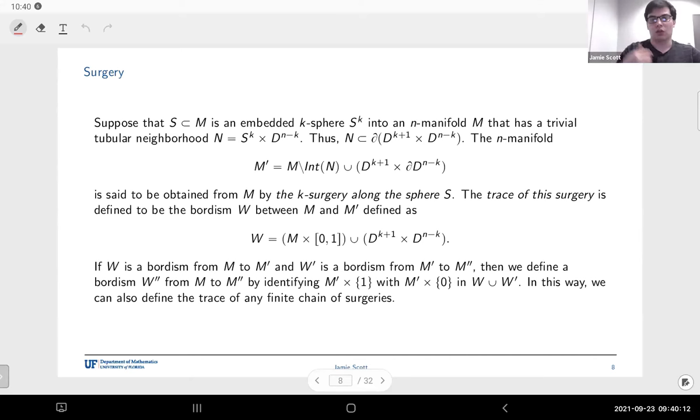And we also define what's called the trace of this surgery. So this is going to be the bordism between M and M prime given by taking a product of M with the unit interval. And then at the one endpoint, we glue in the (k plus one)-disk in that hollow area.